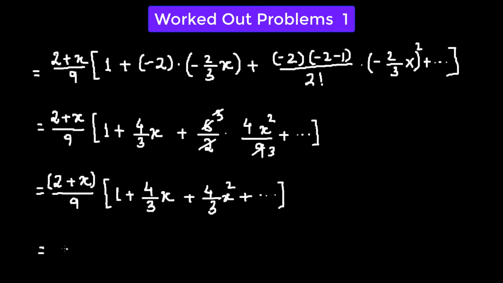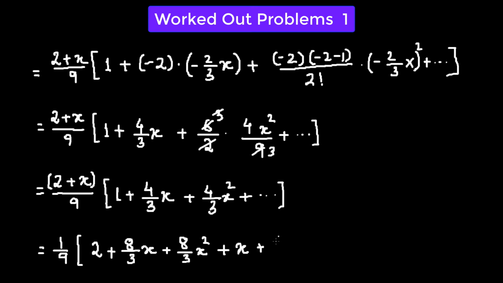So we'll get, let me write 1 over 9 as the common factor. So we'll have 2 times 1, which will be 2, plus 2 times 4/3 of x, so that will be 8 over 3 times x, plus 2 times 4/3 of x squared will give us 8 over 3 times x squared, plus x times 1 is going to be x, plus 4/3 of x times x will be 4/3 x squared. And the final one will be 4/3 times x squared times x, which will give us 4/3 x cubed.